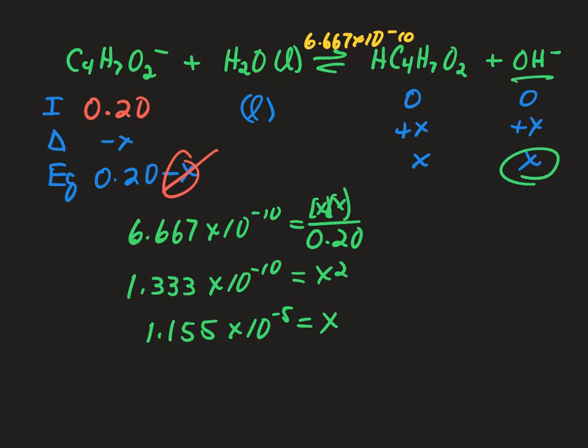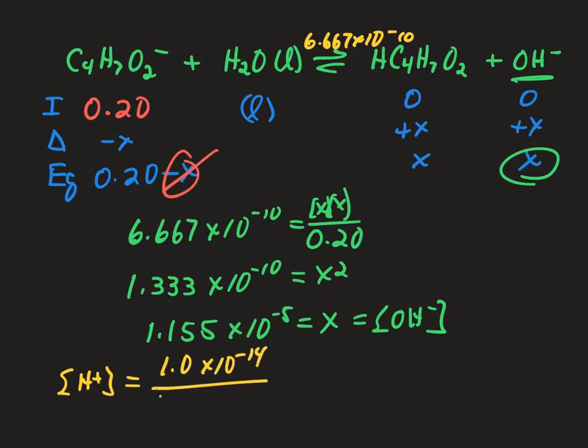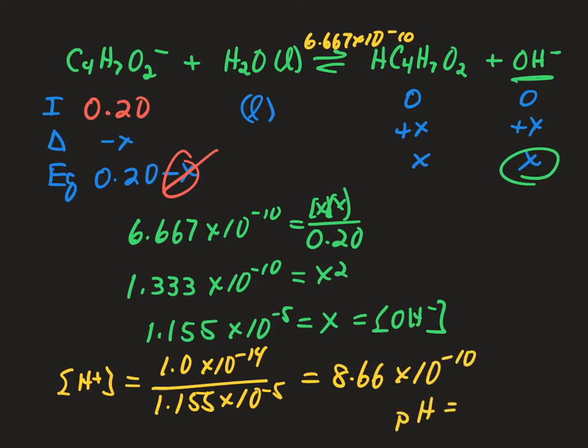But that is the concentration of hydroxide ions, right? So our concentration of hydrogen ions is going to be Kw, 1.0 times 10 to the minus 14, divided by 1.155 times 10 to the minus 5, and that is then 8.66 times 10 to the minus 10, which when you take the log of that, you find that the pH is 9.06.